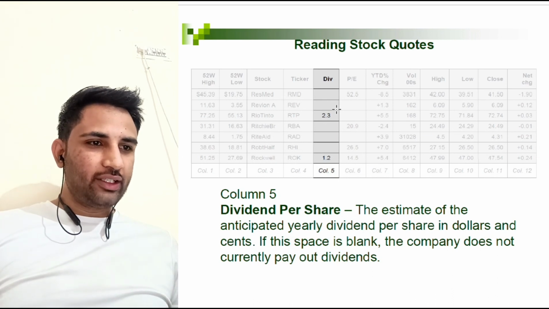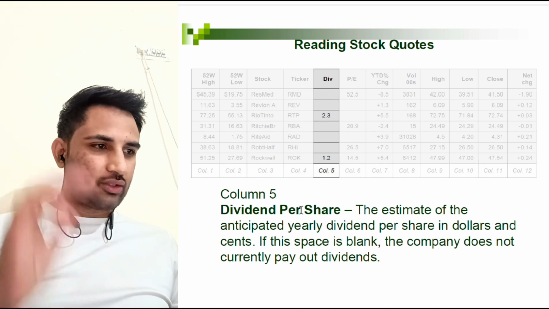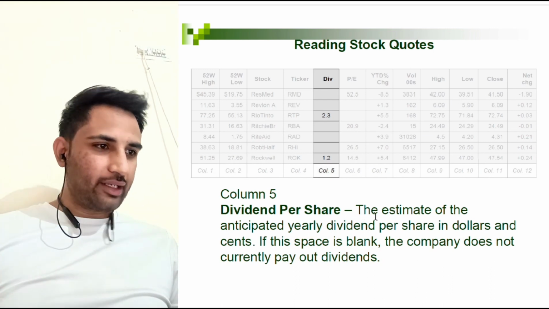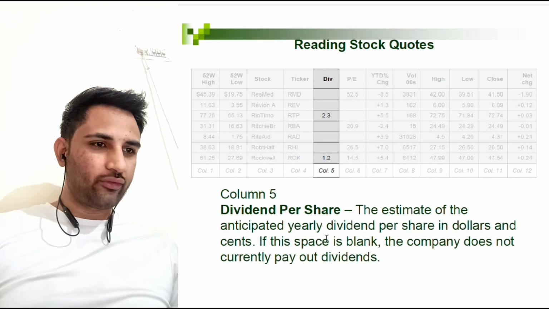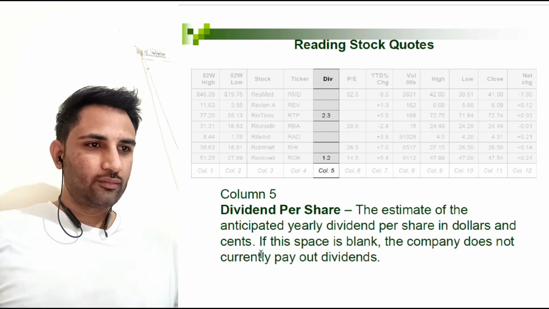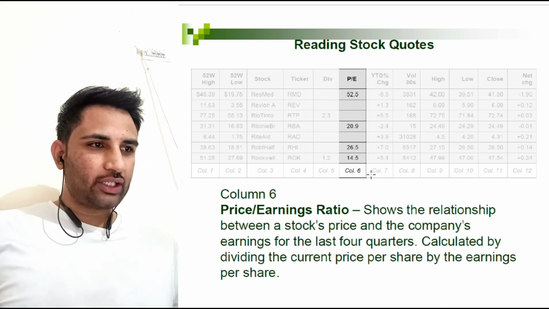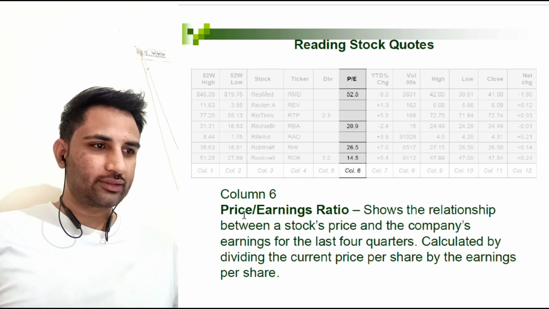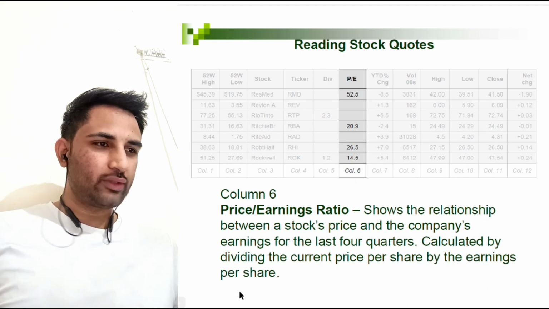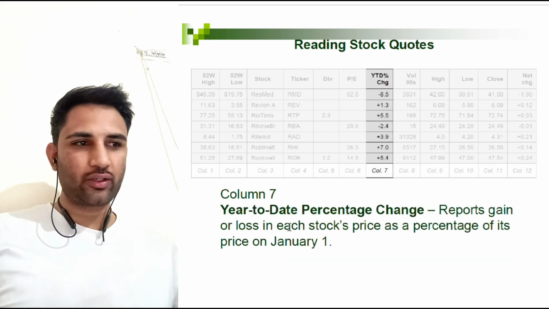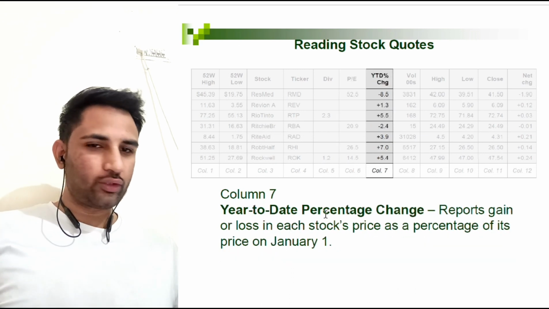Column number 7 is year to date percentage change. It reports the gain or loss in each stock price as a percentage of its price on January 1st. Column number 8 is trading volume, the total number of shares traded for the day in hundreds. So we have to add 2 zeros to the end of the number listed to get the actual number traded. Let's take this Rigi BR. The volume is 15, which means 1500 stocks were traded for that particular day.